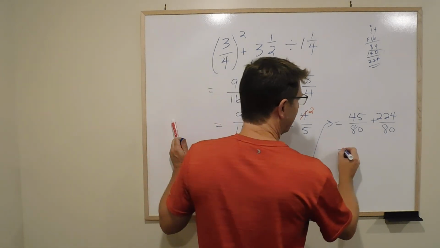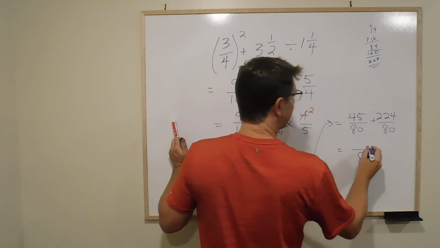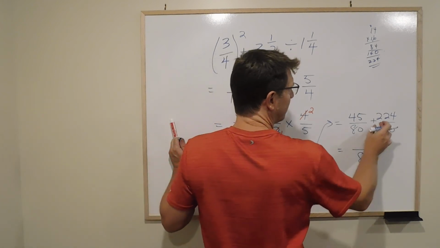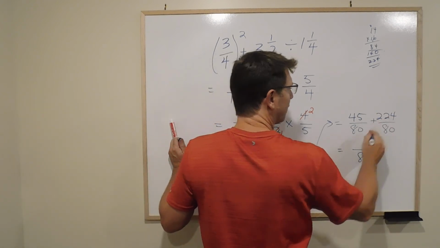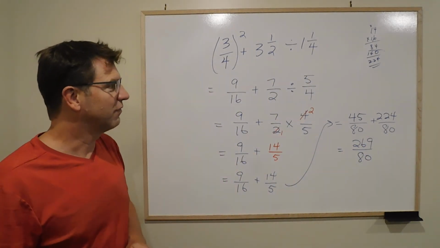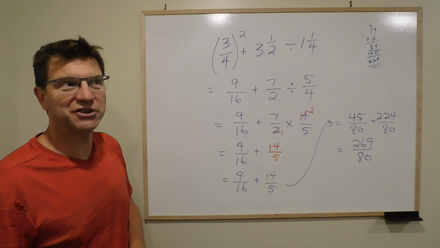And then again, you're not adding the denominators, you're only adding the numerators, so 45 plus 224 is 269 over 80. So here, you get 269 over 80.